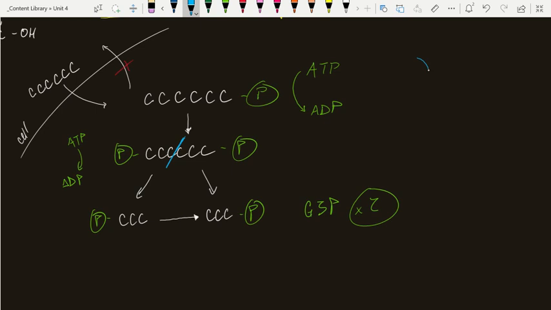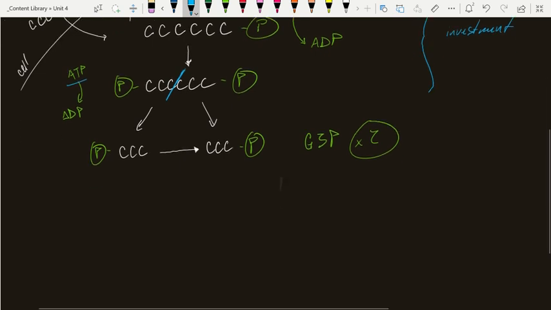And all of this, as I mentioned before, because we consume 2 ATP, right? We consume that ATP, we consume that ATP. This is called the investment phase of glycolysis. What we want to do now is get our money back. So let's go out to the payoff phase.